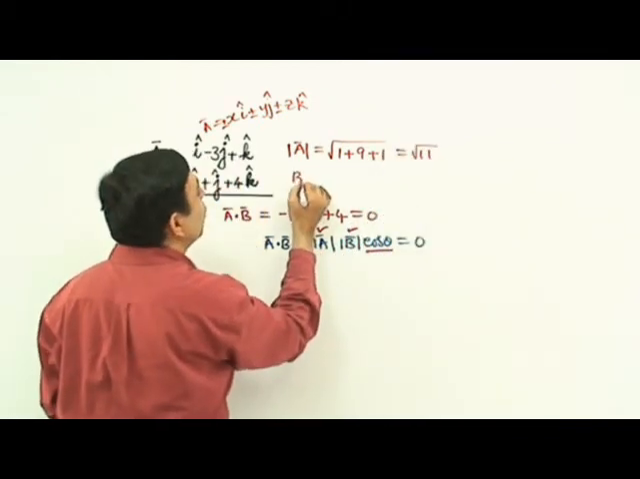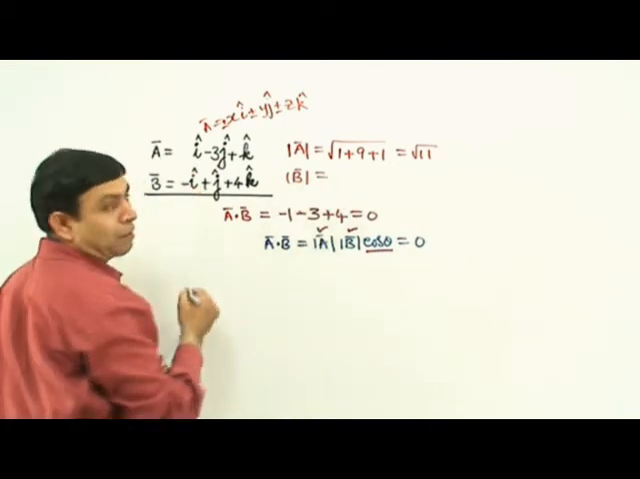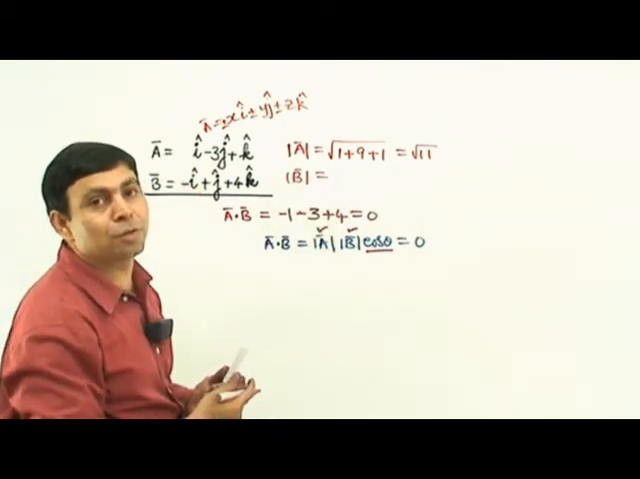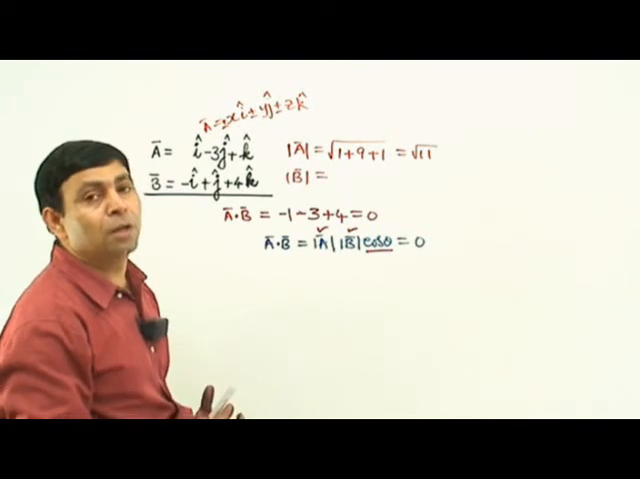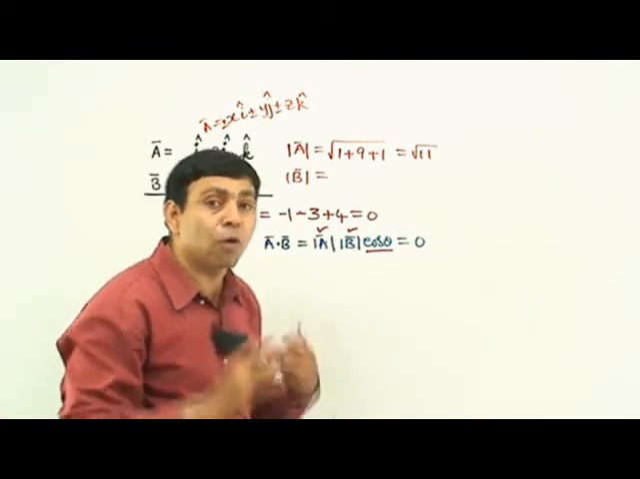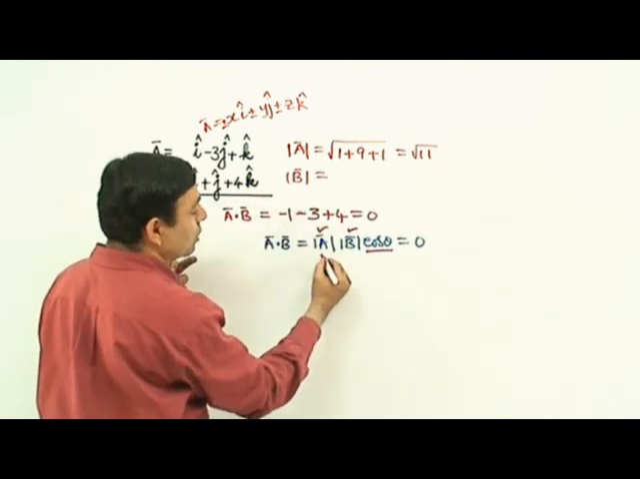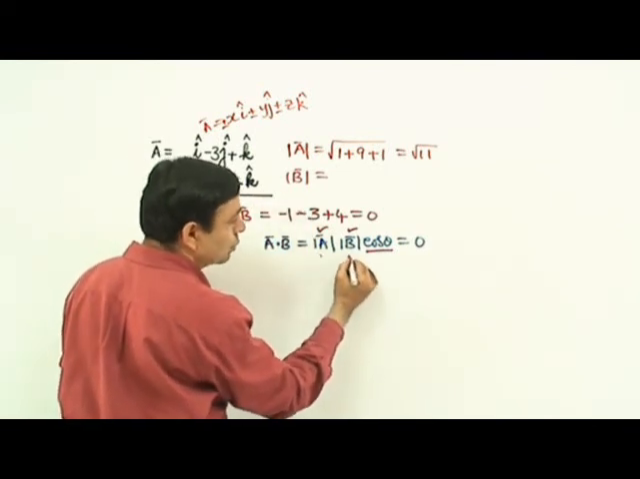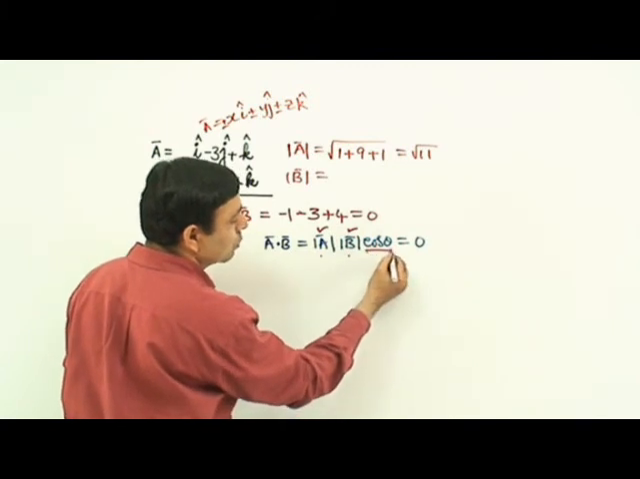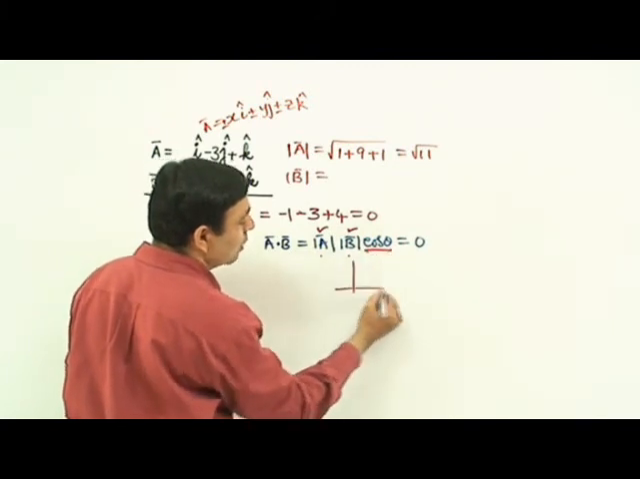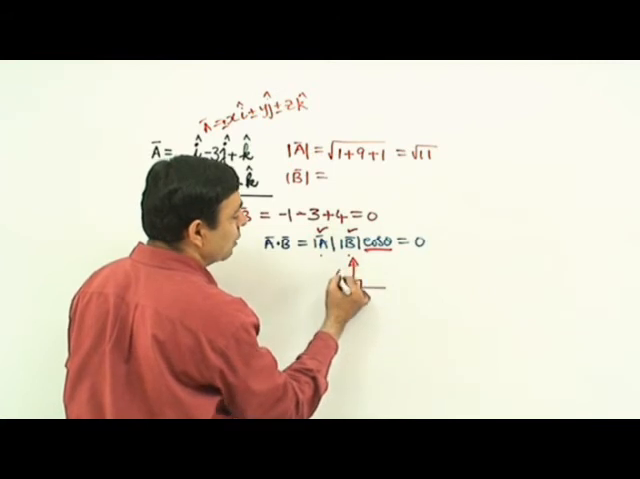Similarly mod B is also not 0. Remember, if the magnitude of a vector is not 0, it is called a proper vector. I mean a vector which is not a null vector is a proper vector. So here both A and B are proper vectors, so their mods are not 0. Then definitely the cos theta part has to be 0, and cos theta is 0 means theta has to be 90 degrees between the two vectors A and B.